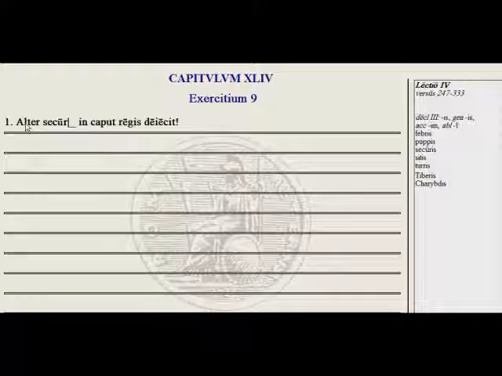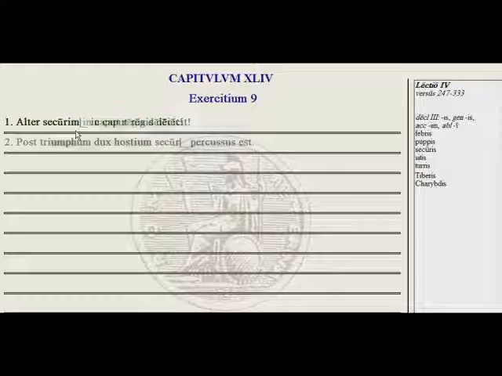So, alter blank in caput regis deiecit. One of them drove down an axe into the head of the king. And so here we want the accusative of securis, and because it's a true I stem, it's securim.